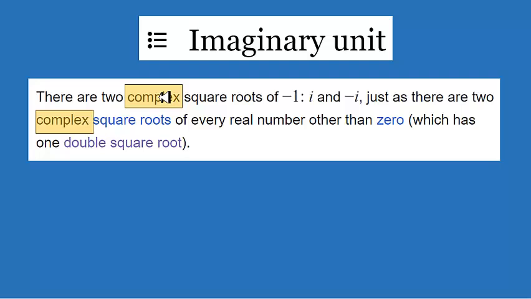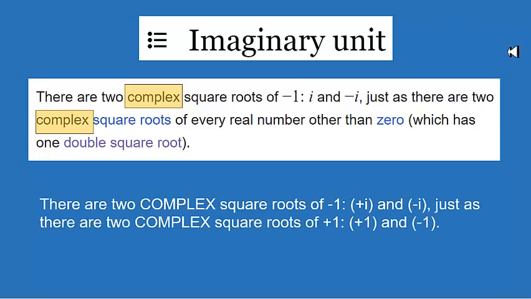If you've been following my YouTube channel, you'll know that when I am dealing with complex numbers, I implement them as a 2x2 matrix. But for the sake of this discussion, I'm going to word this a little bit differently. I'm going to say that there are two complex square roots of -1, positive i and negative i, just as there are two complex square roots of +1, +1 and -1. I'm going to put the emphasis on the operator, which means that every time I write a positive number, I have to put a plus sign in front of it.